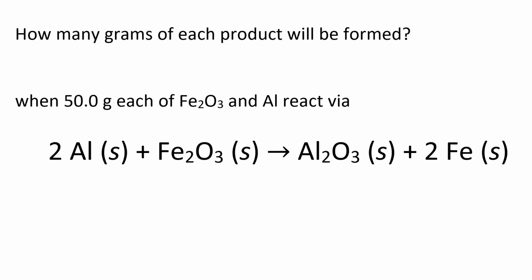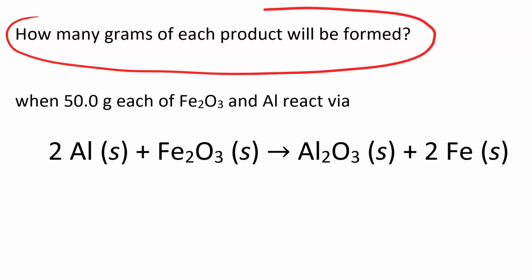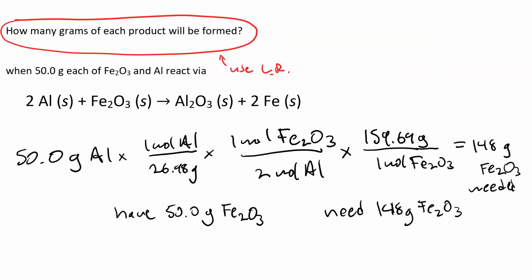The whole reason we do limiting reactant calculations is so that we can figure out how many grams of each product will be formed. You need to use the limiting reagent. Otherwise, you'll get an answer that violates the law of conservation of mass. So first you need to figure out what your limiting reagent is.